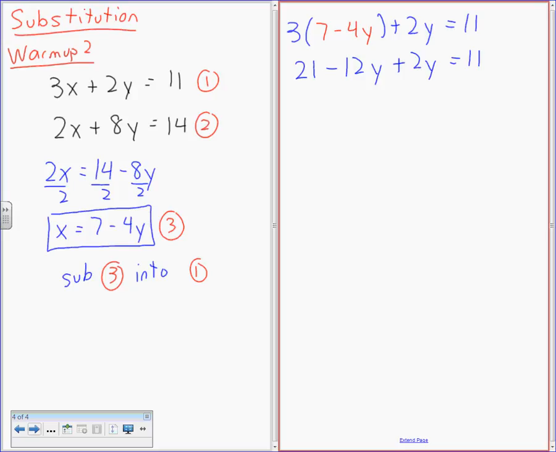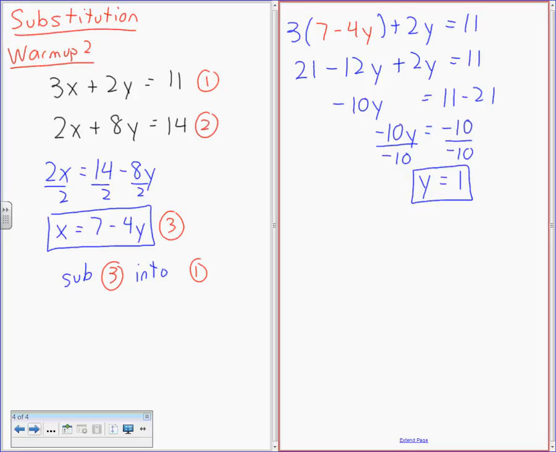Luke, can you continue, please? I just got negative 10y equals negative 10. Yeah, so what you did there. Great. Okay. Emily, what do you do next, please? Divide by negative 10. And negative 10 divided by negative 10 is? 1. Positive 1, not negative 1, right? All right, great.